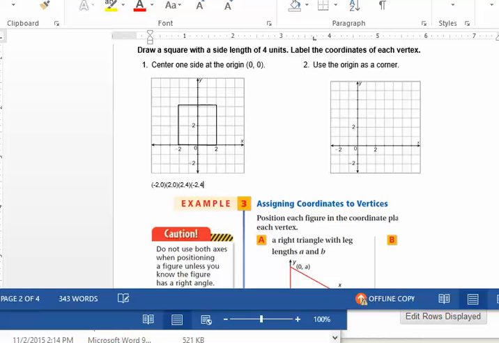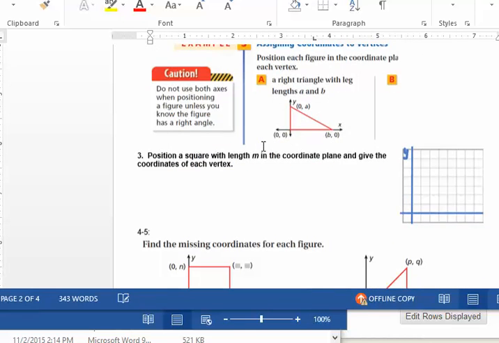Now you still need to do number 2, but you'll do it the same way, except you're going to put it over here. All right, moving on.